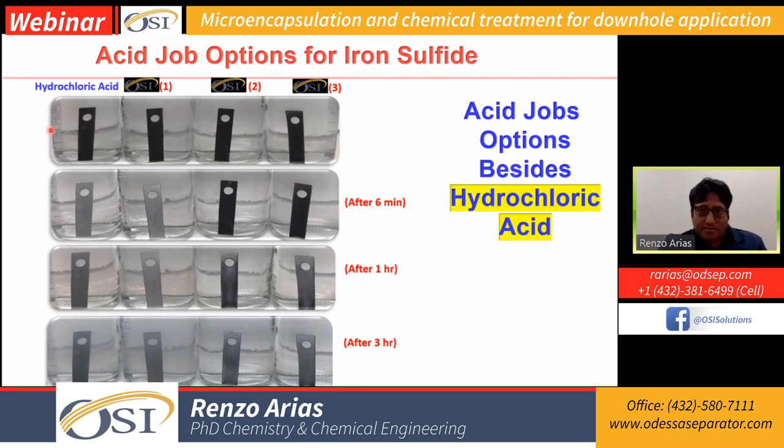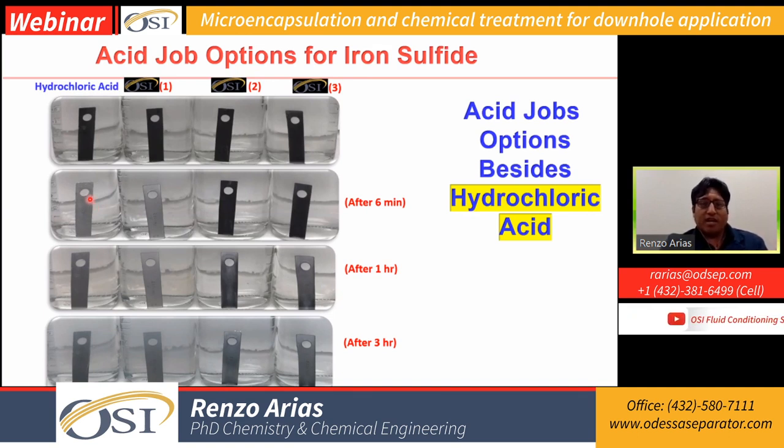Here are some experiments that we performed in the lab. The first row corresponds to generating H2S in situ, and as expected, you are creating iron sulfide on your coupons. Then we added hydrochloric acid, normally at 20% concentration. You can see that immediately it's removing the iron sulfide, so it's working. But if you do that for a prolonged period of time, it's going to cause corrosion to your system. So you're creating another problem.